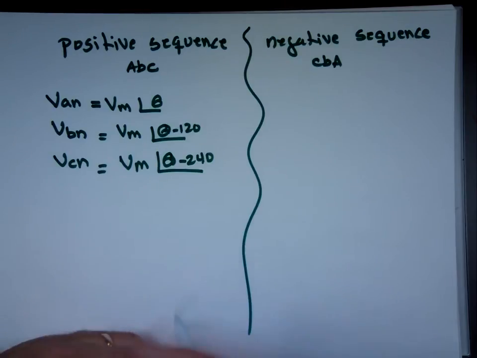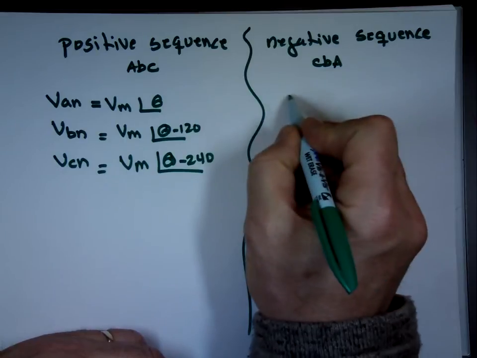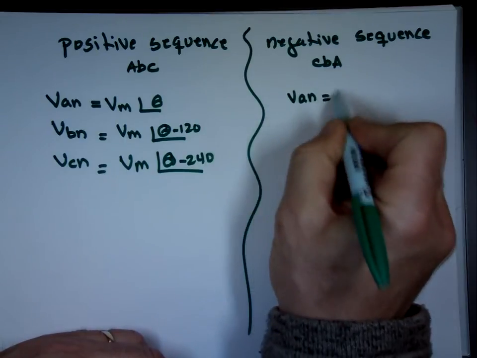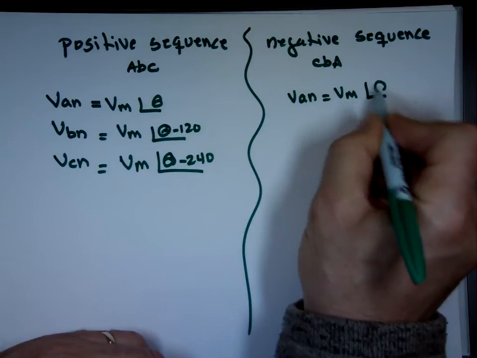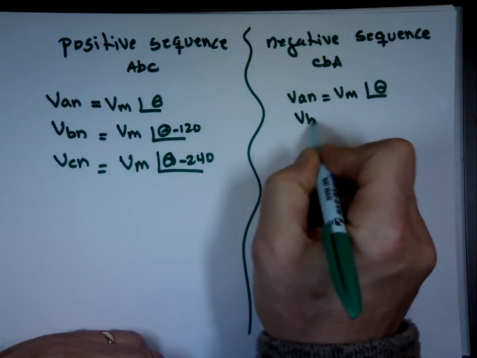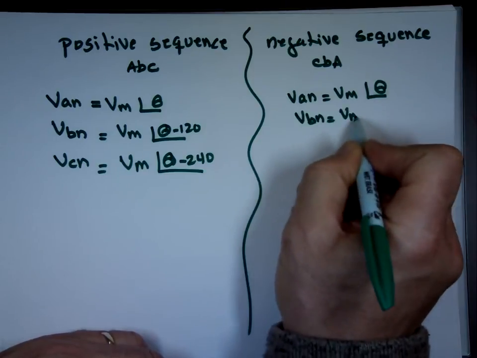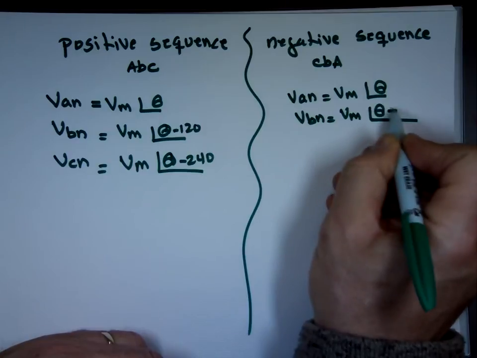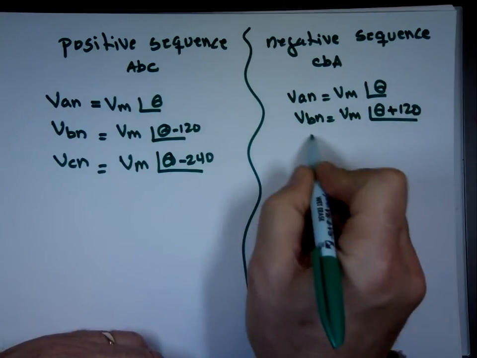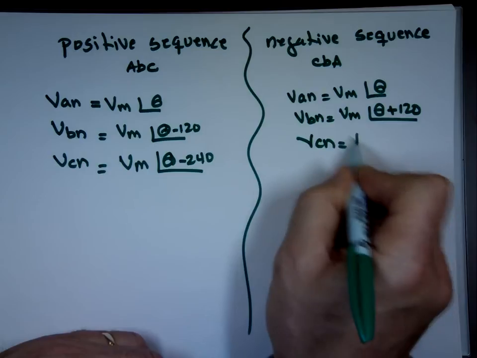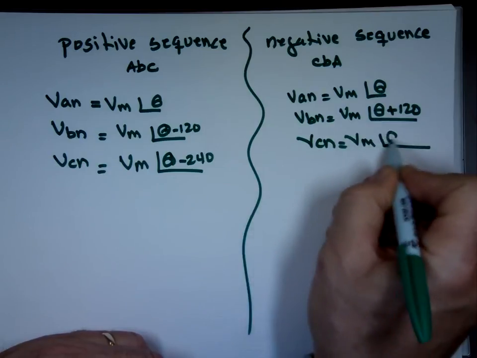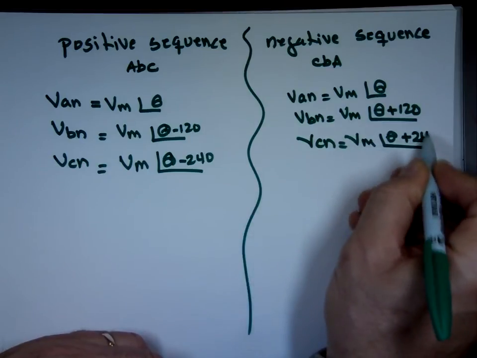For the negative sequence, the angle is backward. If VAN equals Vmax angle theta, then VBN will be Vmax angle theta plus 120, and VCN will be Vmax angle theta plus 240.